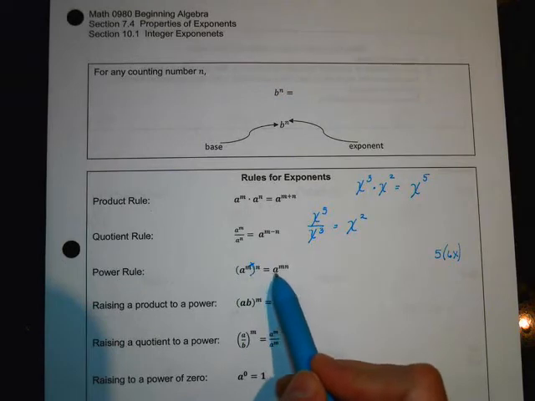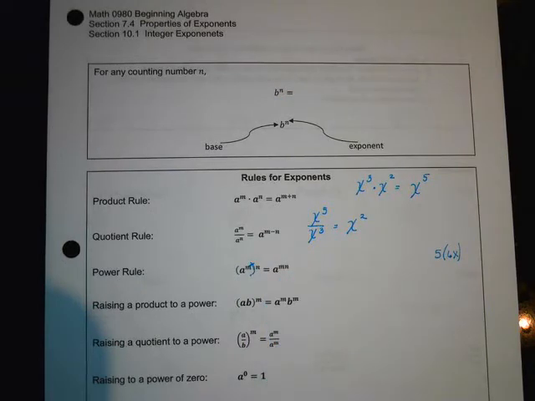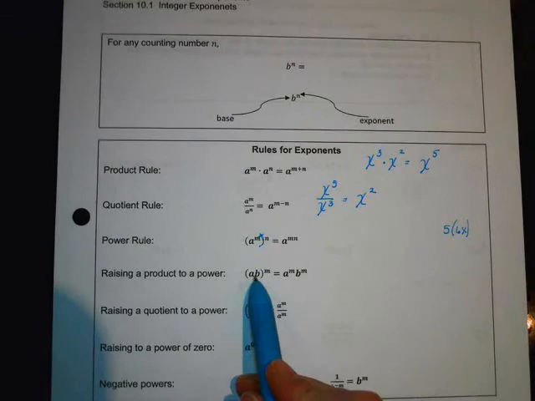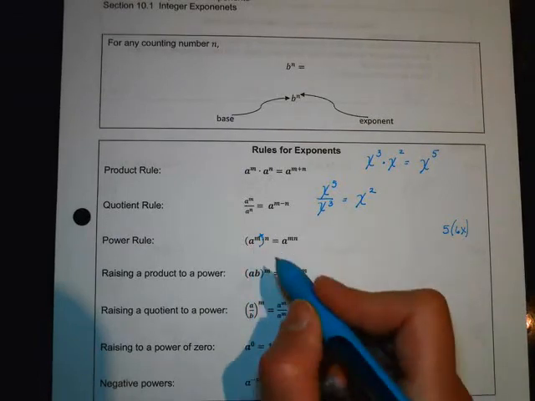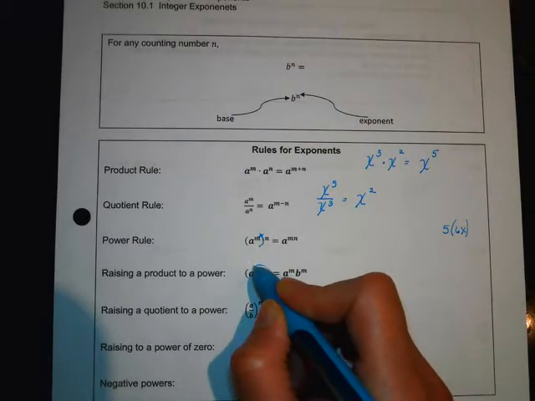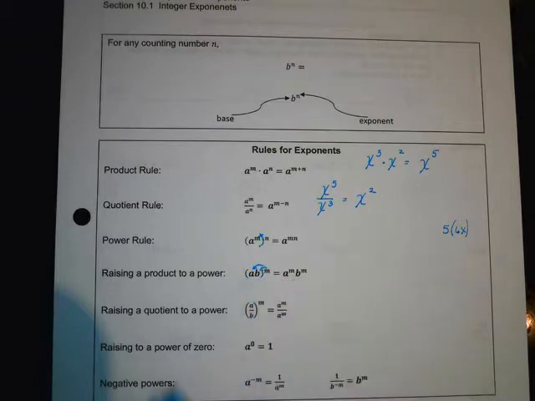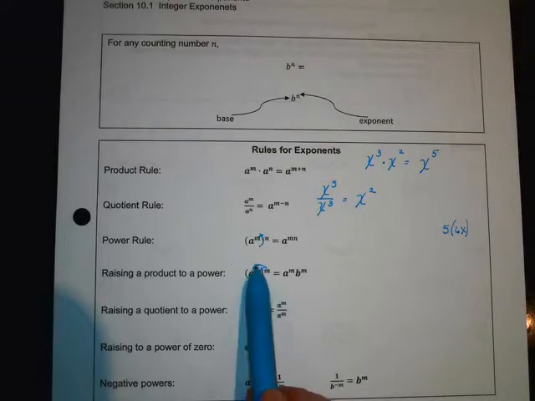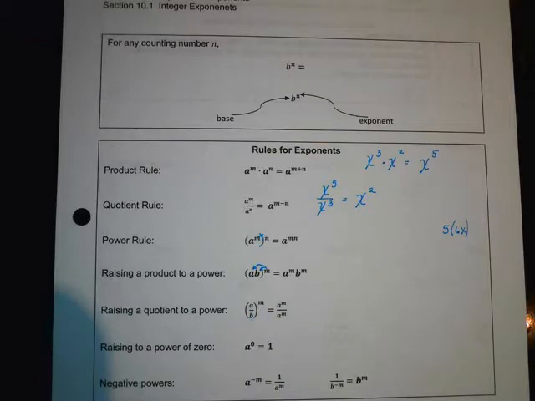If you have a product that's being raised to the power, this is the only time you're allowed to distribute that power. If there's a plus or a minus in there, no, don't let anyone trick you. The only time you can distribute that power is if everything's either multiplied or divided. If every factor is being multiplied or divided, then you're allowed to raise each of those factors to that power. And then anything to the 0 power is 1.